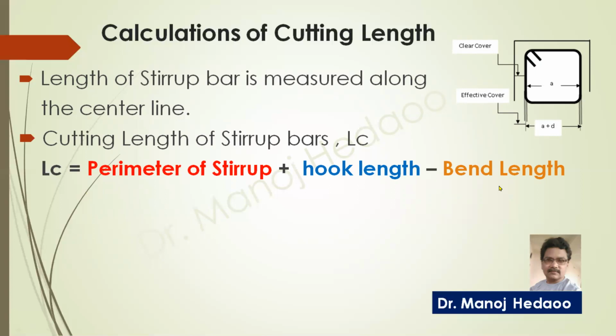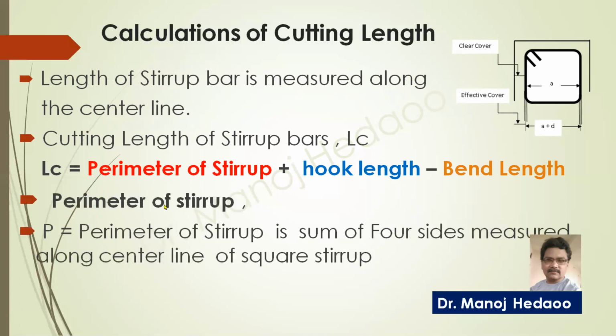So I have already told you we have to deduct this bend length. So the three important components of cutting length are perimeter, hook length and bend length. We have to calculate these components in a correct way. So what is the perimeter of stirrup? The perimeter of stirrup is the sum of four sides measured along the center line of stirrup.